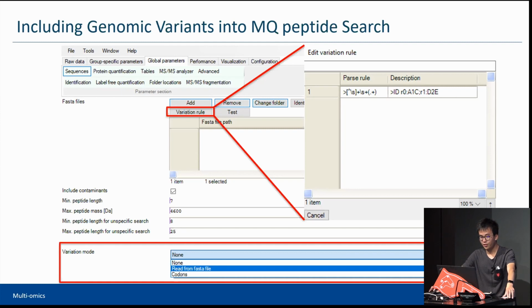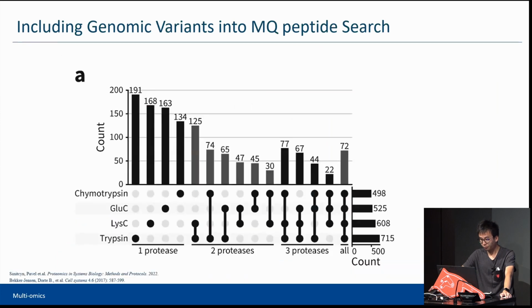In this study, I show you from the publication from Powell and Max. They tested this module with a data set that was generated by another study. They generated deep proteomes of the HeLa cell line with multiple enzymes: trypsin, chymotrypsin, lysine, and the combination of them.